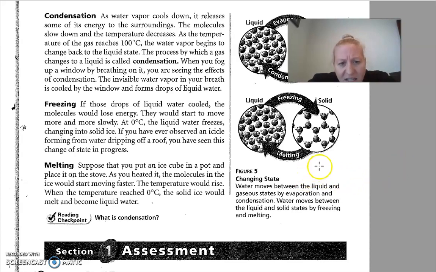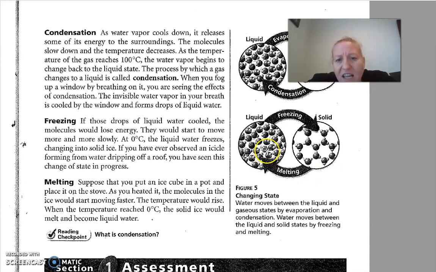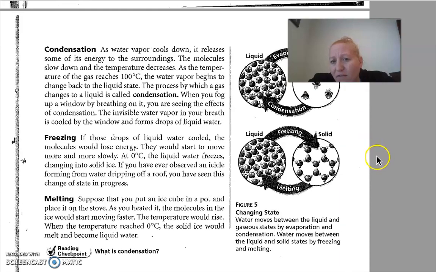So what is condensation? Condensation is what occurs on the outside of your water glass. The air outside is starting to cool down and the molecules are starting to get colder, and it forms back into liquid from water vapor.